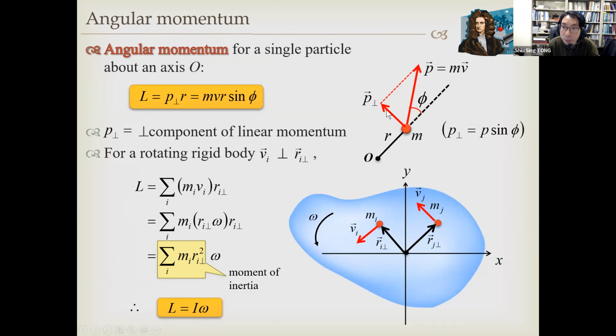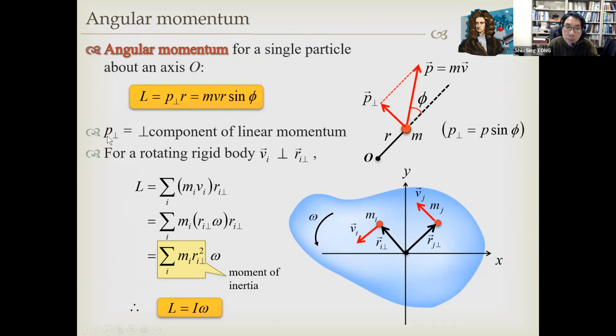which we call this component p perpendicular, and we just multiply p perpendicular by r, and we define it as the angular momentum. If you like, you can write everything in terms of this angle phi. The p perpendicular is actually p sine phi, but p is mv. So eventually you get m v r sine phi. So this is how you define the angular momentum.